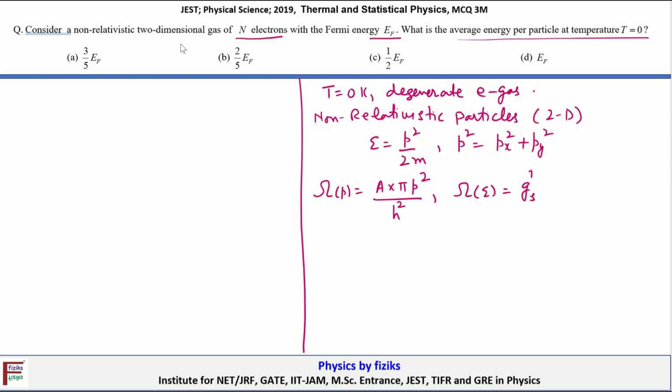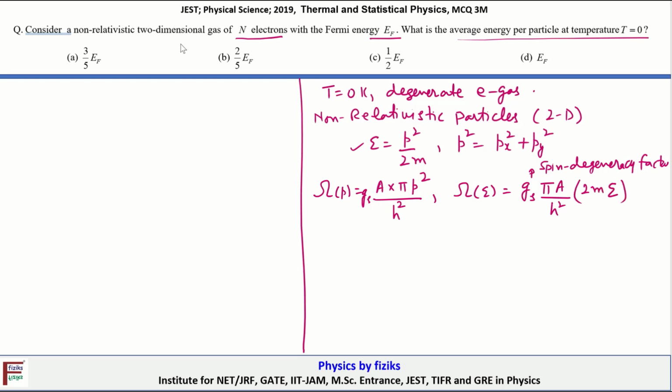G_S, the spin degeneracy factor. In principle, we must also multiply by it here. For the electron it is 2s plus 1, which will give you a factor of 2 here, G_S, and then pi A upon h square, and then multiply by p square. So p square is equal to 2mE from here, so I'm replacing it with 2mE.